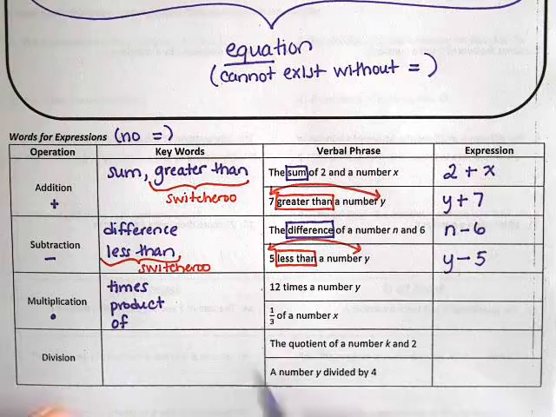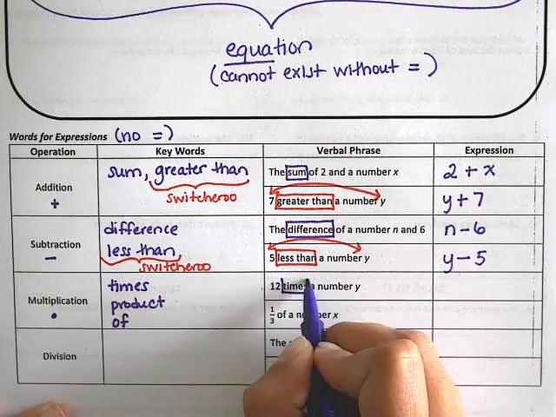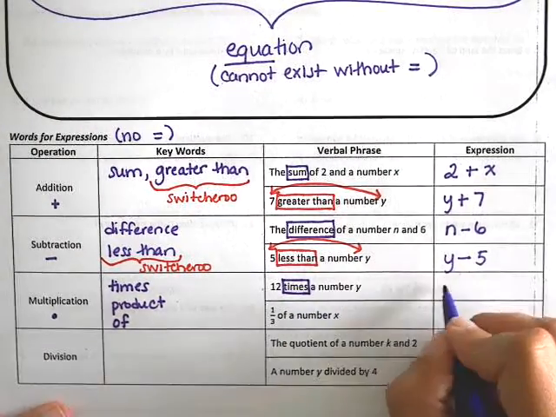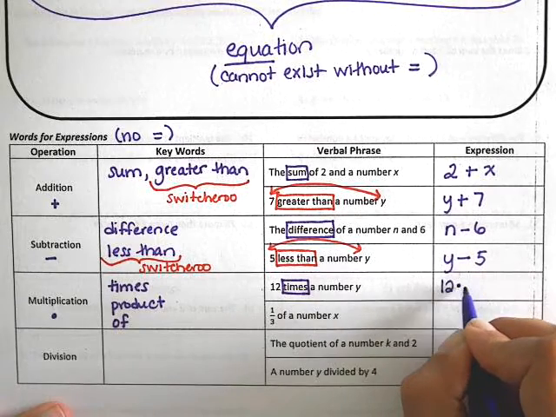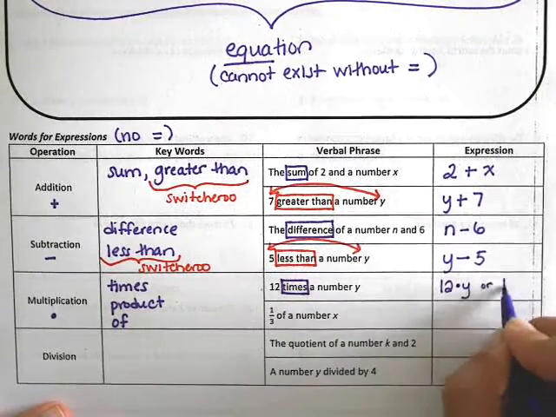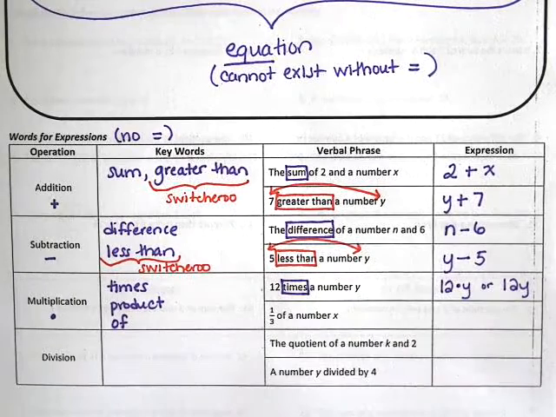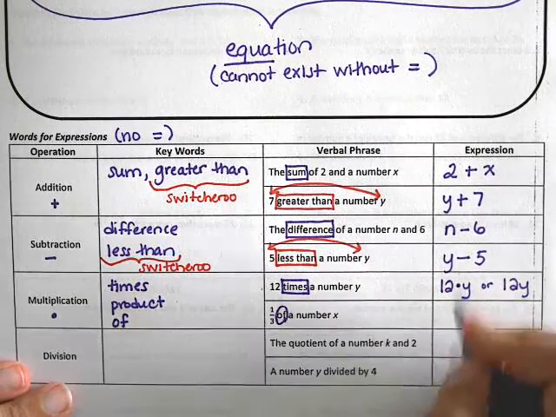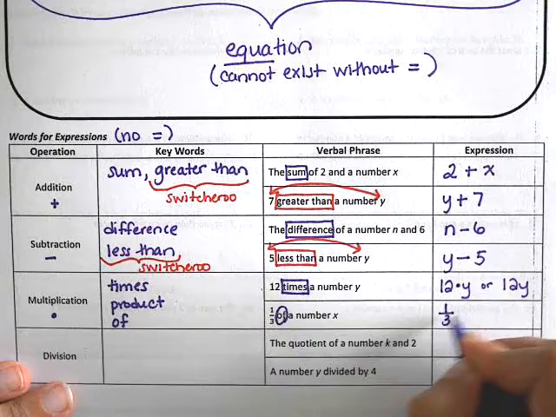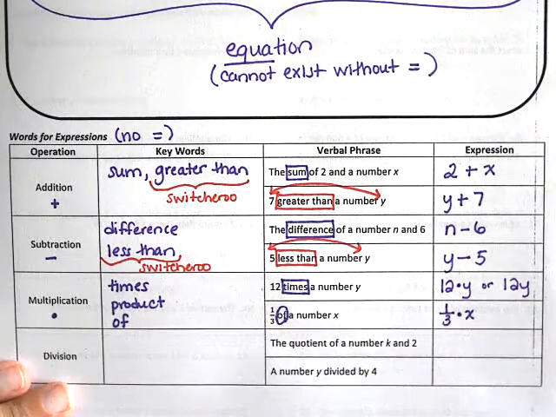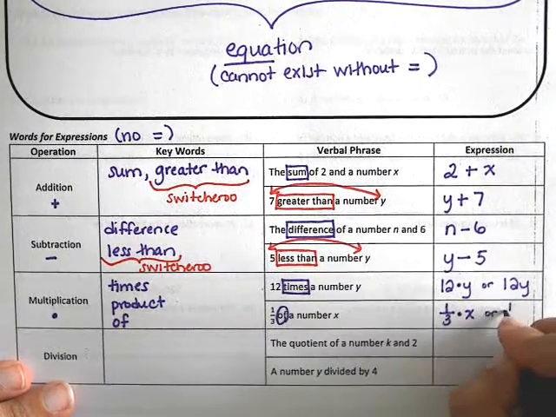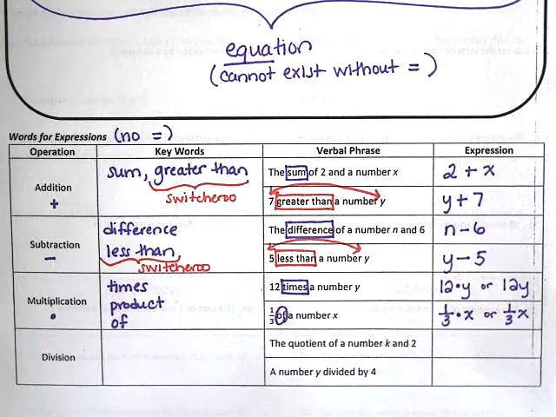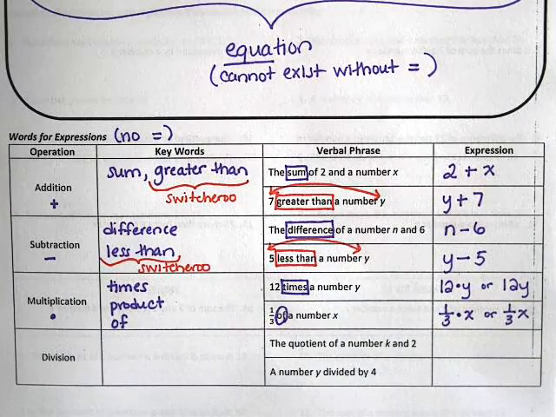So here are some examples. 12 times a number y. You would write 12 times y. Or you could write just 12y because if there's nothing in between, it means multiplication. When I see 1/3 of a number x, the word of means multiplication. So I would write 1/3 times x, or you could write 1/3 x with nothing in between, because we know that when there's nothing there, it actually means multiplication.